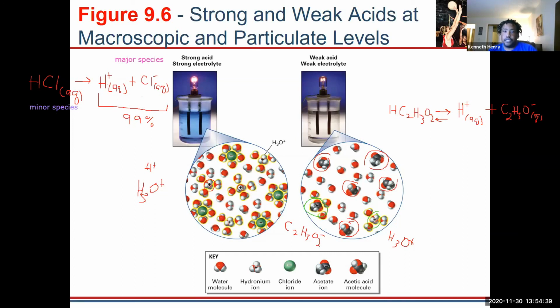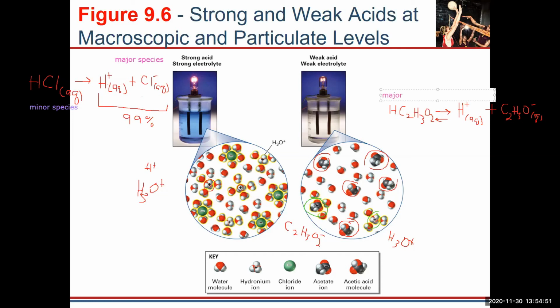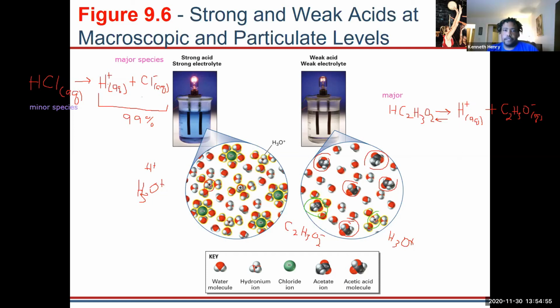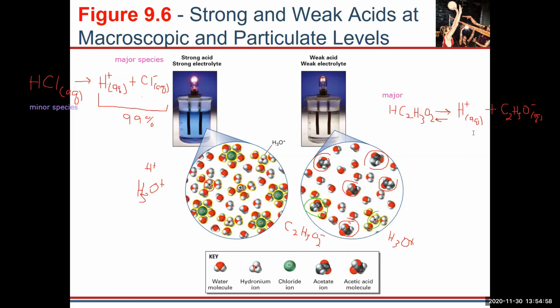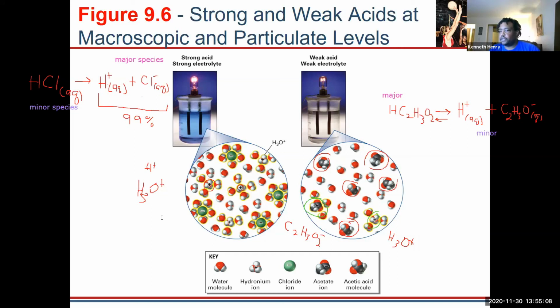So in this case, our major species is that's our major right there. That's our major here. That's right. And then our minor are the ions. Okay. Questions?